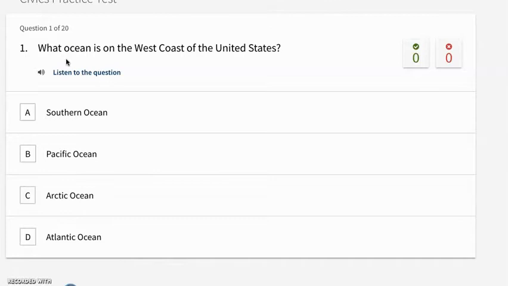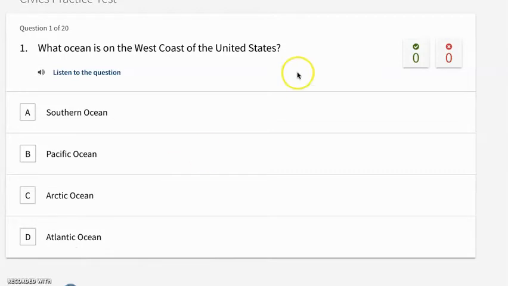So, we're going to start out our lesson today the way I told you yesterday, with a citizenship practice question from the United States citizenship test. This one says, what ocean is on the west coast of the United States? Your choices are Southern Ocean, Pacific Ocean, Arctic Ocean, and Atlantic Ocean. So, just think in your head for a second, which one do you think is on the west side of the United States?